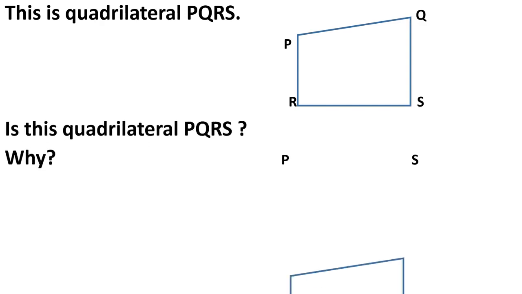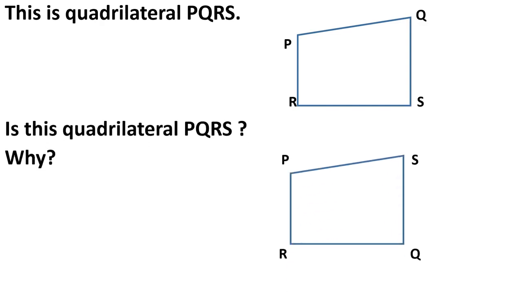Now see, this is quadrilateral PQRS. That is fine. Now see one more figure. Is this a quadrilateral PQRS? Can we say that this is also a quadrilateral PQRS? You can say yes ma'am, because the names PQRS are given. But no, this is not a quadrilateral PQRS.